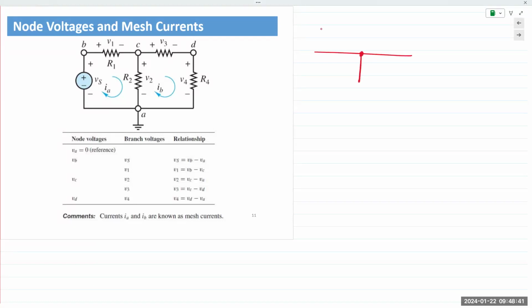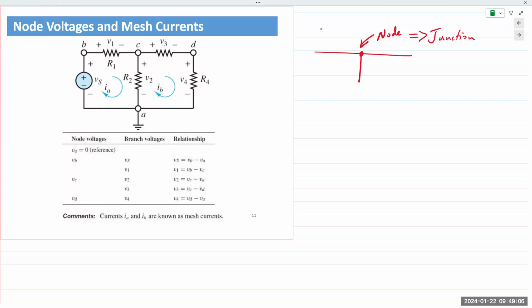Any junction in an electrical circuit is a node. Okay. So a node is basically a junction in an electrical circuit where two or more components come together. If you have one resistor connected to one source, that is a junction point, and that is a node.